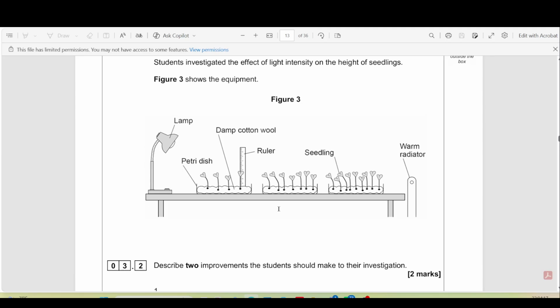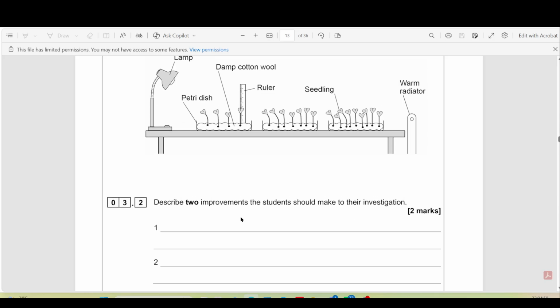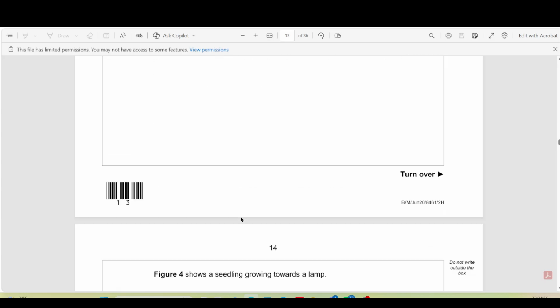Describe two improvements a student should make to their investigation. The student investigated the effect of light intensity on the height of seedlings. They should keep the temperature the same for all of the seedlings, and use an equal number of seedlings in each dish. This will create a fair investigation.